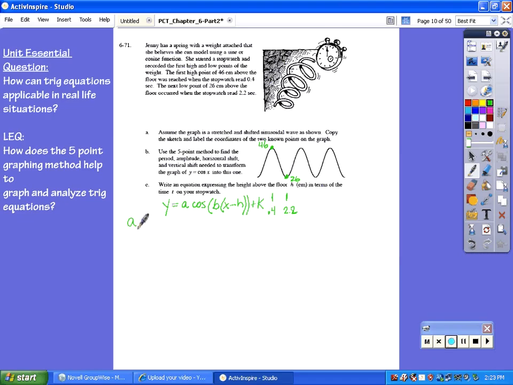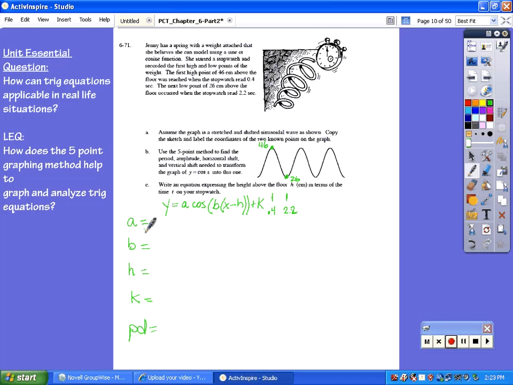All right, we've got to find an amplitude. We have to find a frequency. We have to find a horizontal shift. We have to find a vertical shift. And we've got to know a period. It doesn't matter what order you start in. I will give you an equation for each.